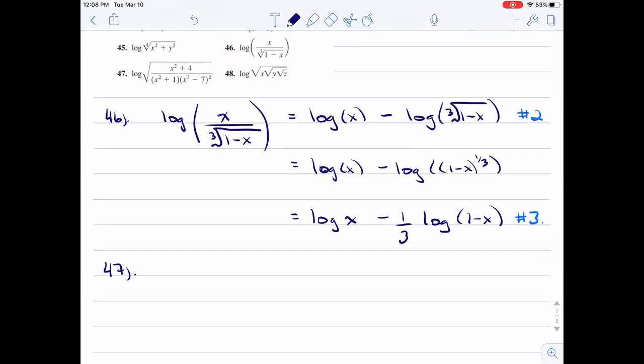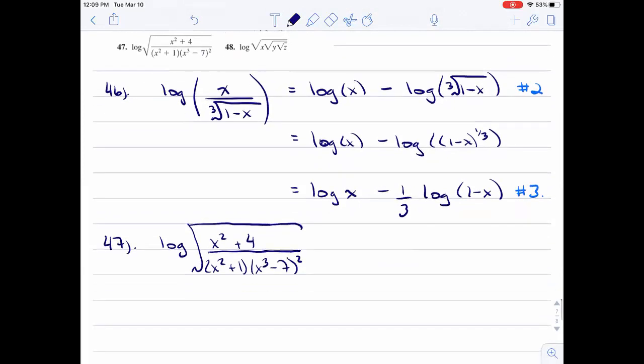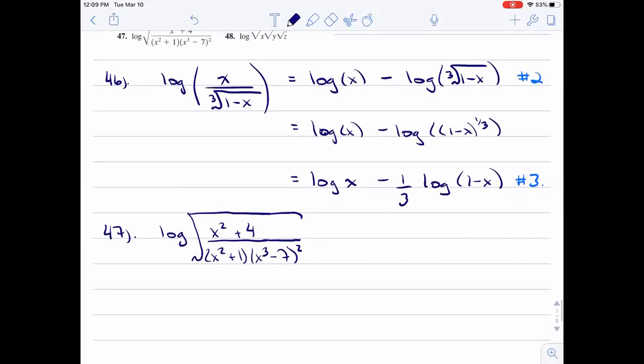Okay, it's a biggie. I've got the log of the square root of x squared plus 4 over x squared plus 1 times x to the 3 minus 7 squared. Wowzers. Same thing, right? You're going to approach it from just kind of bird's eye view. Okay, first of all, I've got a fraction that I'm going to split up, and then I'm going to look deeper.